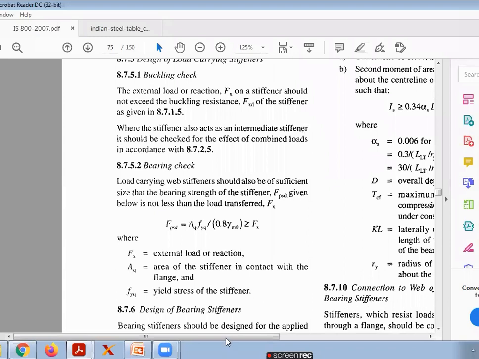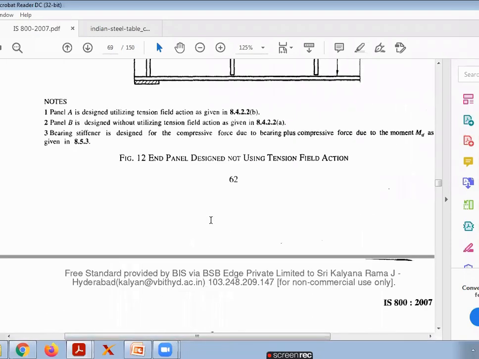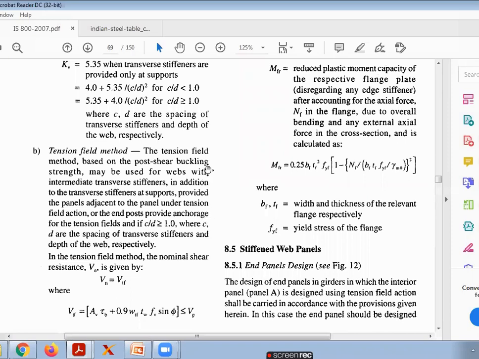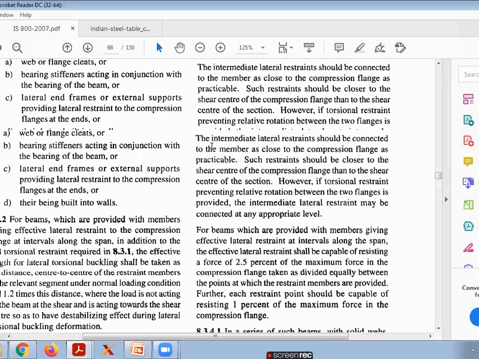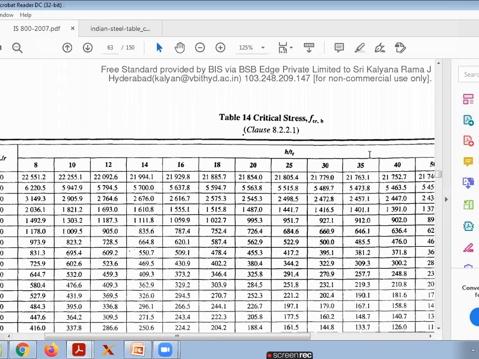Yeah, in the IS 800 code book, if you open Table number 14, which is available clearly. Yeah, this one. See, in this one we are calculating the fcrb. So fcrb depends on KL by r. First, the KL by r values are 52.60.